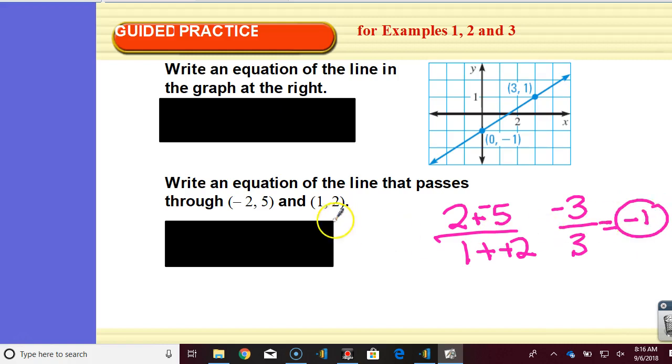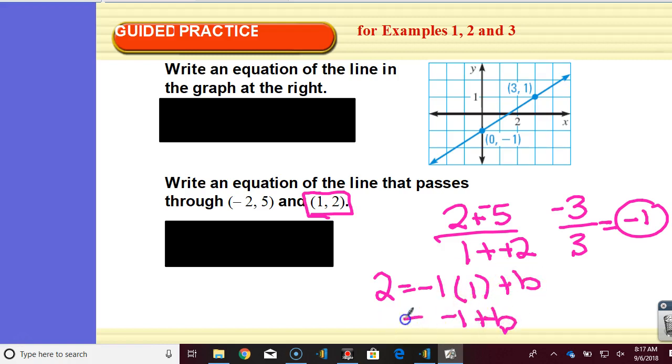So we have a slope of -1, and we can use one of these 2 points. I'm going to go with that one because it looks easier. Y equals mx plus b. -1 plus what equals 2? Add 1 to both sides. 3 equals b. Y equals -1x, or -x plus 3.